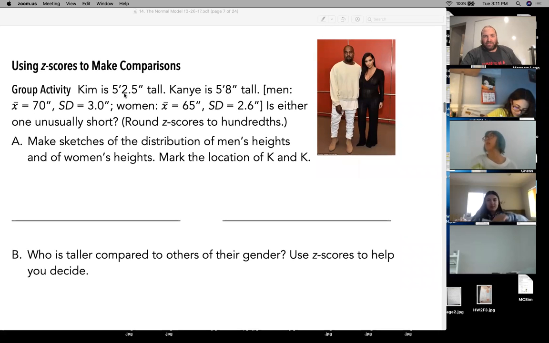Kim is 5 feet 2.5 inches tall, and Kanye is 5 feet 8 inches tall. Now, men in general have an average of 70 inches, with a standard deviation of 3 inches, and women are in general 65 inches on average, with a standard deviation of 2.6 inches. And the question is, is either one unusually short?